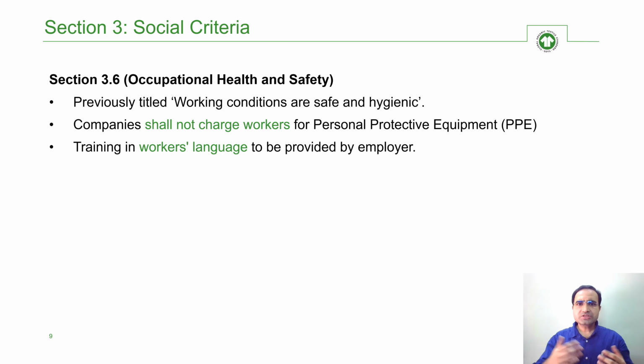Certified entities must ensure occupational health and safety for all their employees. It is specified that personal protective equipment shall be provided free of charge to the employees. It has also been clarified that the trainings should be provided in a language that is understood by the employees.